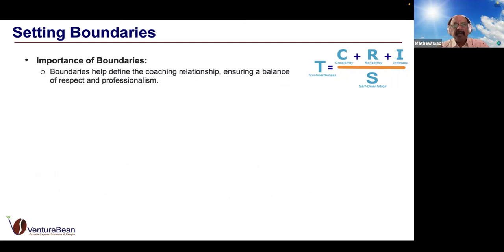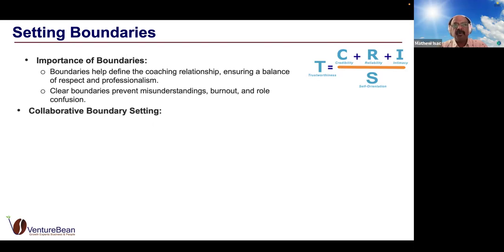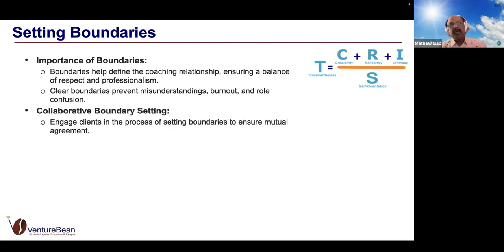Why is it important? It defines the coaching relationship, and we have to be professional as well as show respect. Okay. Showing respect again builds up intimacy. Okay. So while we're talking about these factors, I would like you to think about how does it build up in which aspects of the trust equation. Okay. Clear boundaries, that means there's no confusions. Okay. What is included in the discussion is clear. What's not is also very clear. Okay. No misunderstandings. How do we set the boundaries?